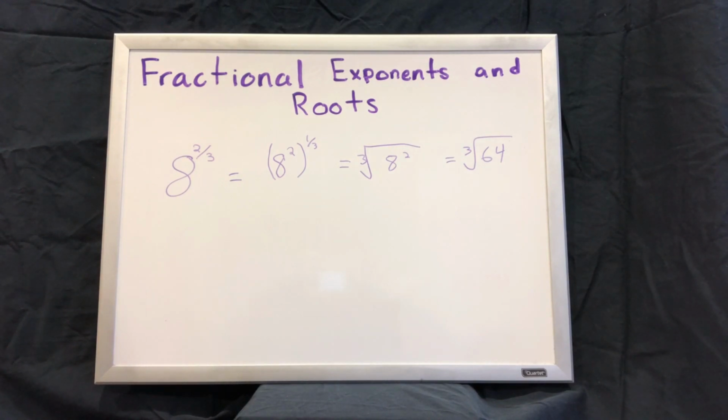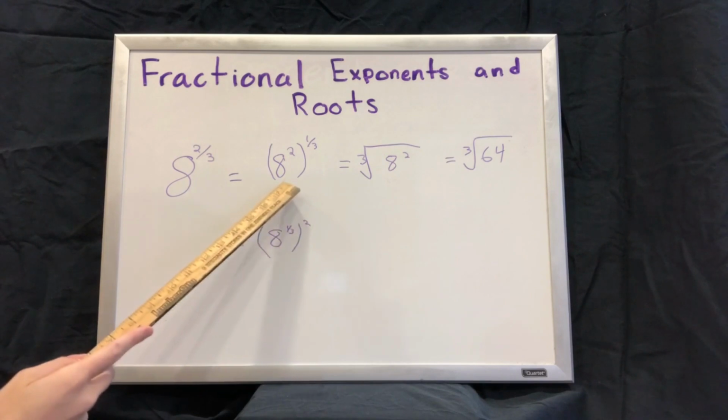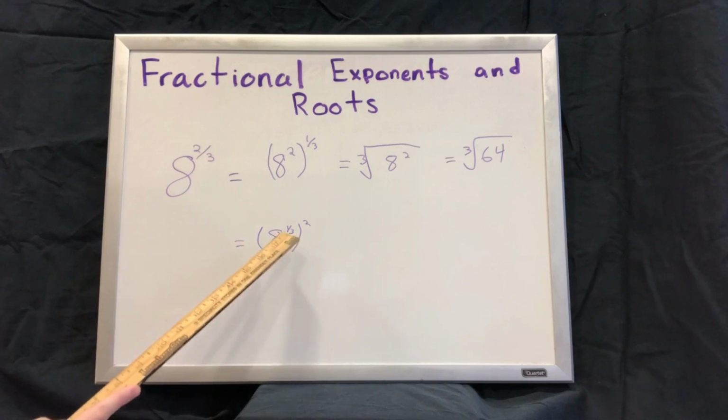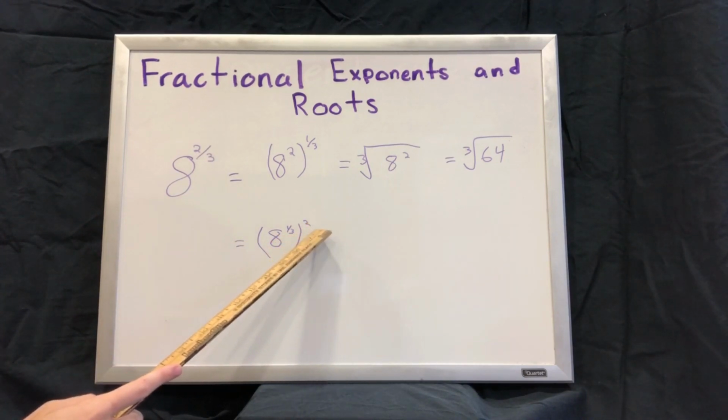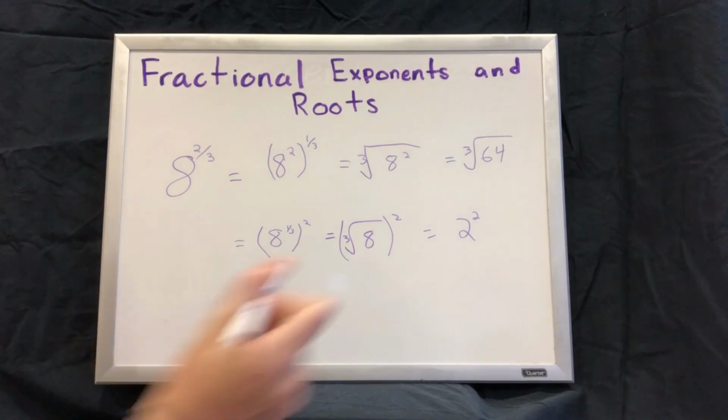But what if you didn't know the cube root of 64 off the top of your head? Well, let's look at another way we can solve this problem. As we discussed earlier, if this is true, this must also be true. If 8 squared to the 1/3 power is equal to 8 to the 2/3 power, then 8 to the 1/3 power, all squared, must also be equal to 8 to the 2/3 power. Then, we convert 1/3 into a root. So we have that 8 to the 2/3 power is equal to the cube root of 8, squared. We remember that the cube root of 8 is 2. So we have 8 to the 2/3 power equals 2 squared.